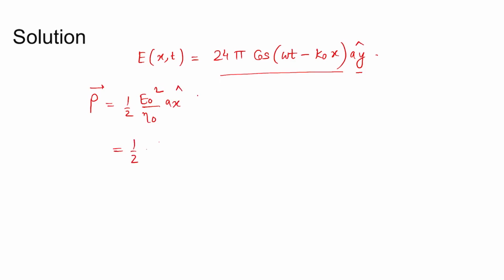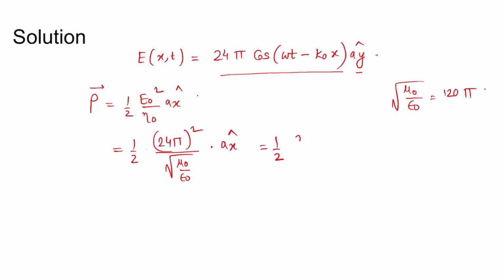Since the average Poynting vector is half E₀² by η₀ ax hat, we can say that it will be equal to half (24π)² divided by η₀. For air, η₀ is root over μ₀ by ε₀, which is equal to 120π ohms. So into ax hat, which is equal to 1 by 2 (24π)² divided by 120π ax hat, which comes out to be 7.53 ax hat.